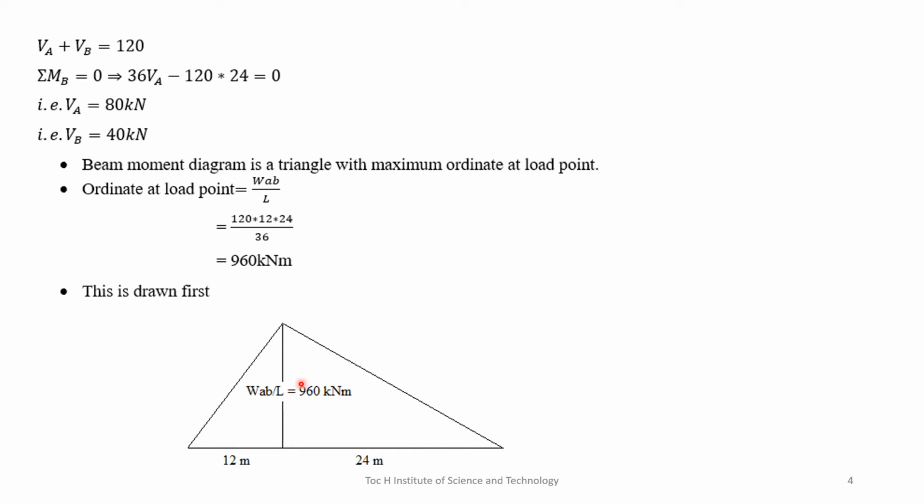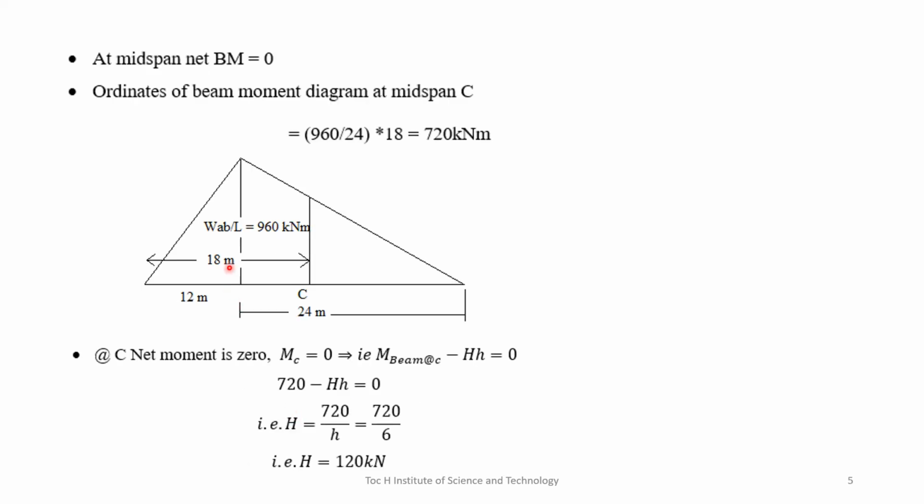Now we have to draw the Hy diagram over this beam moment diagram. To draw the Hy diagram we need to find the value of H first. For that, the moment at the crown is 0, that is, the moment at the midspan is 0. So the net moment is 0, which implies Mc equal to 0, that is beam moment minus H into h is equal to 0, that is 720 minus H into h is equal to 0, where 720 is the moment at this central part.